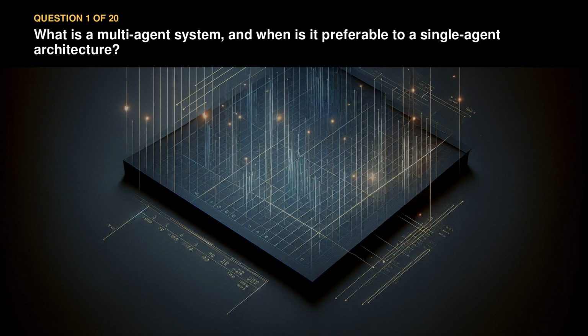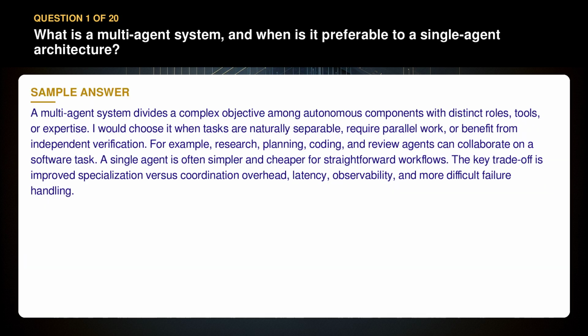Question 1. What is a multi-agent system, and when is it preferable to a single-agent architecture? A multi-agent system divides a complex objective among autonomous components with distinct roles, tools, or expertise. I would choose it when tasks are naturally separable, require parallel work, or benefit from independent verification. For example, research, planning, coding, and review agents can collaborate on a software task.